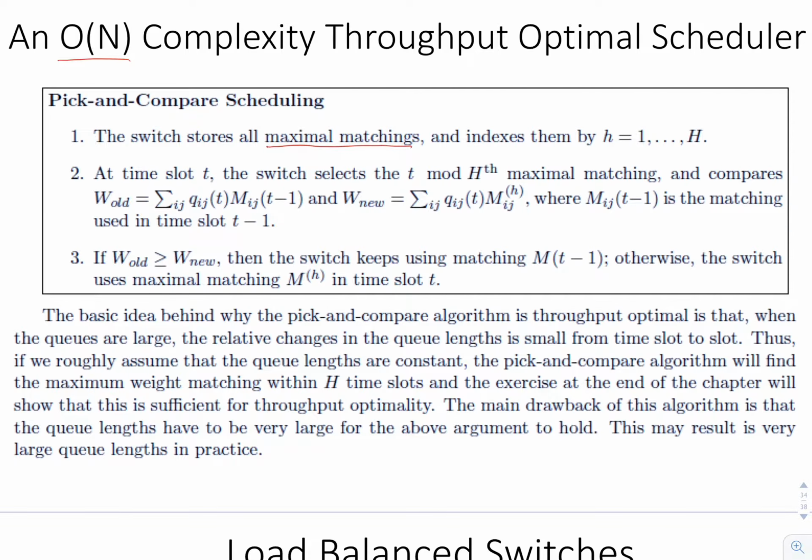So clearly, this is then a throughput optimal switch scheduler intuitively, but for a formal proof of optimality, you can see the textbook.